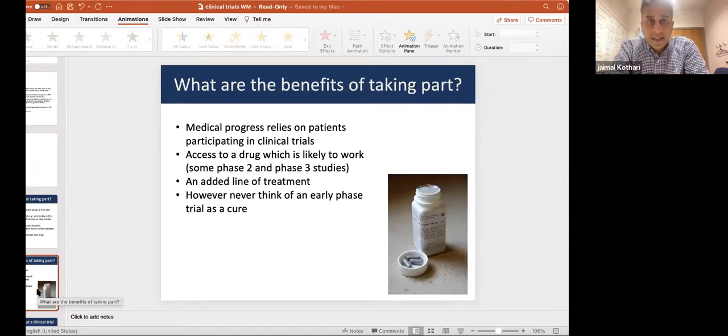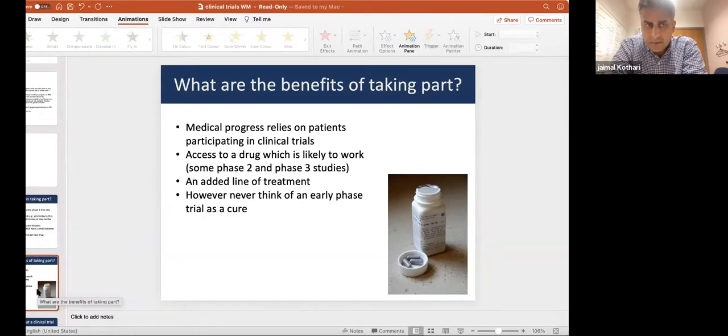The benefits are that you may get a new drug much earlier than would be available through standard means. Progress in treating people with drugs relies on patients participating in clinical trials. That's clearly not an individual benefit, but that's just a basic point. I think absolutely it can be thought of as an added line of treatment in situations where you have access to a drug at a different time point or that wouldn't be available at all.